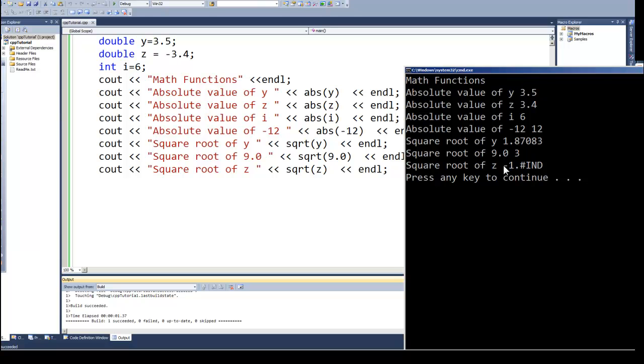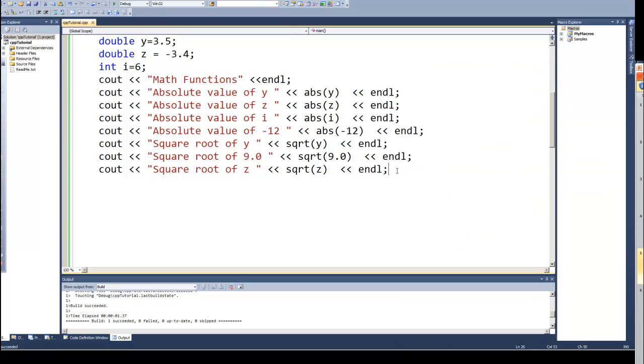This error is a funny looking value, minus 1 dot pound IND. Not sure why they use an IND, but this indicates this is an undefined number, an error. So anytime you see that, you're doing a math operation, and there are other functions that will give you this, that could not properly be calculated. So it's very obvious in the output that you have an error. Just be aware that when we do square roots, it has to be on a positive number.